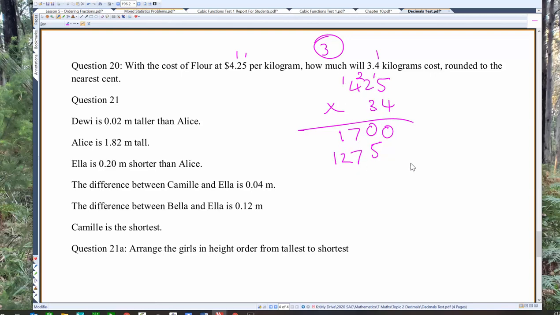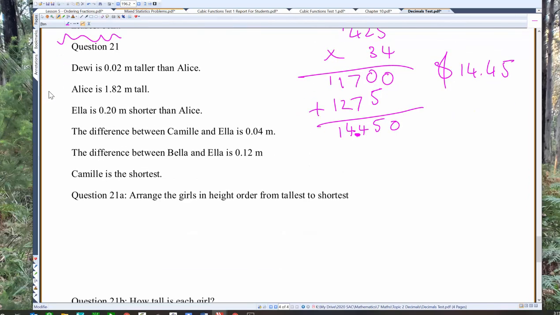4 3s are 12. Add them together. 0, 5, 4, 1, 3, 4, 1. Now, 3 decimal places in the question, 3 decimal places in the answer. 14.45 or $14.45 rounded to the nearest cent.